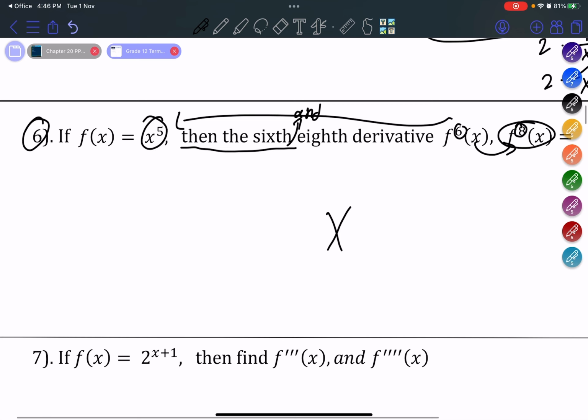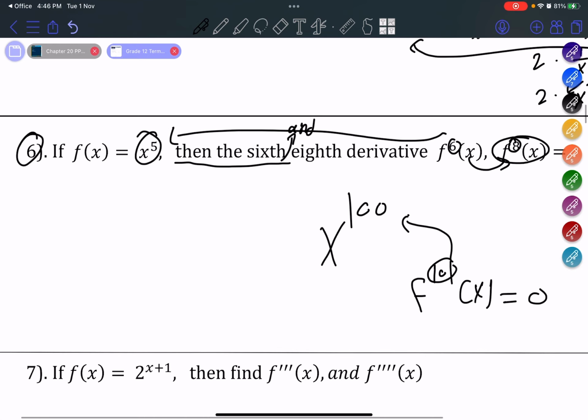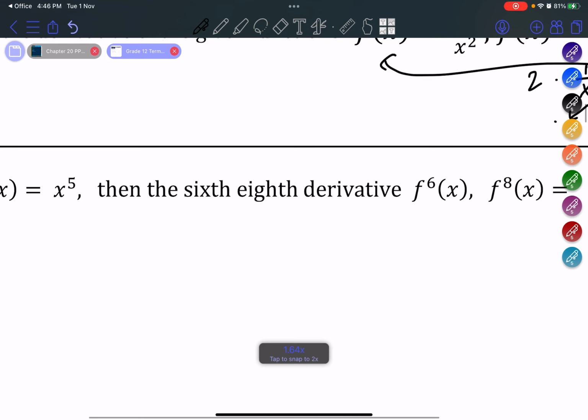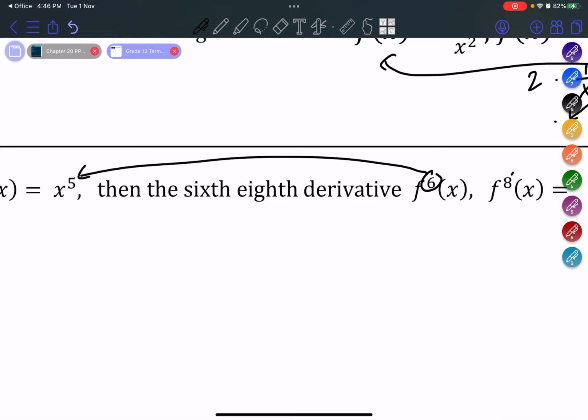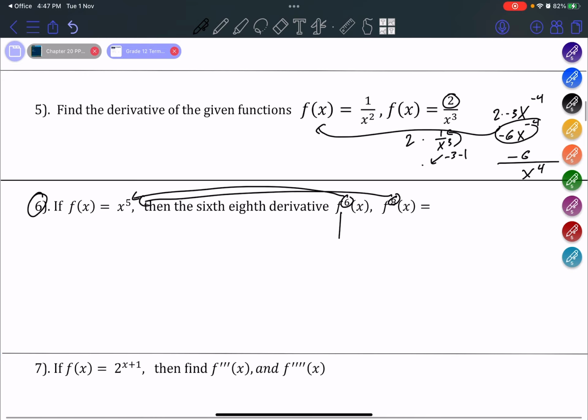So if we have x power 100, for example, and they ask us to find the 101st derivative of x, then it shall still equal 0, because 101 is more than 100. Same applies in this case. So we see here that the sixth derivative is higher than 5. Again here, 8 is higher than 5. So the answer for both is 0 and 0.